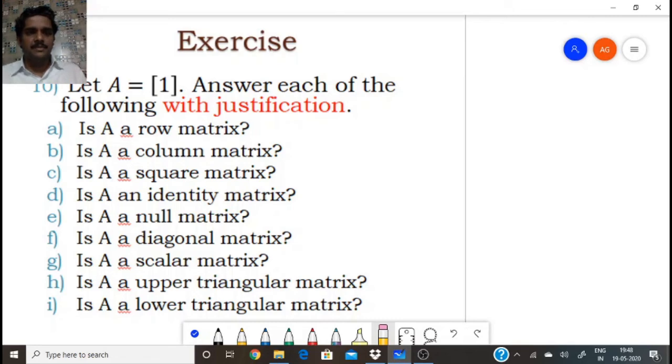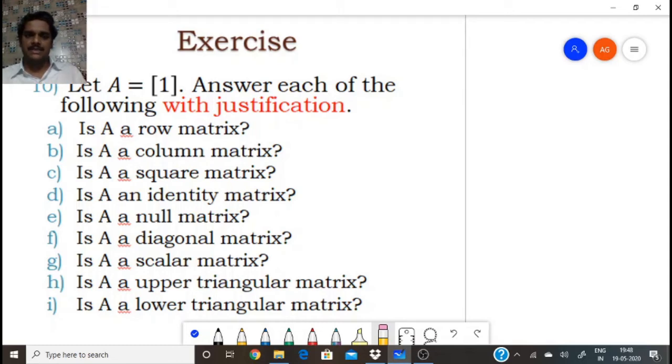What we have in problem number 10 is a matrix A for which we have to answer 9 yes or no type questions along with justification. Let's see question number 1. Question number 1 is: is A a row matrix? What is a row matrix, by the way?